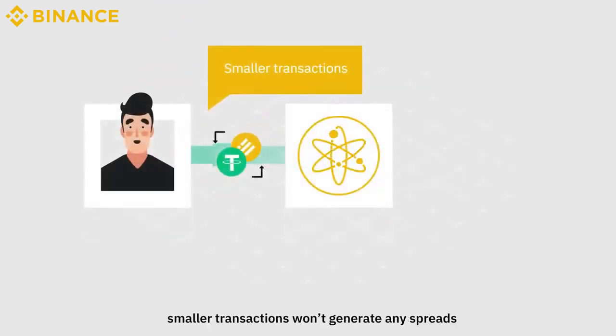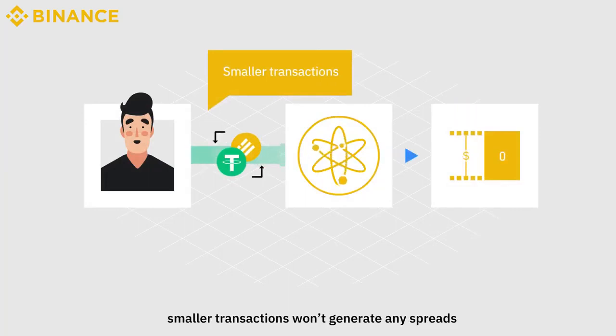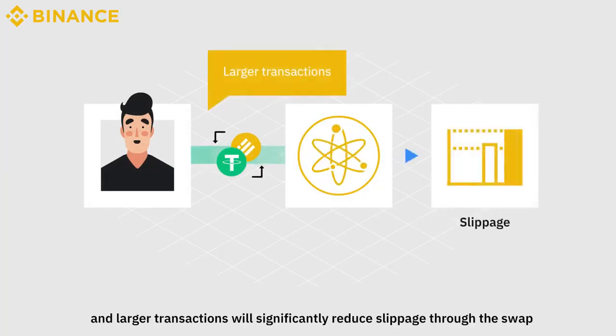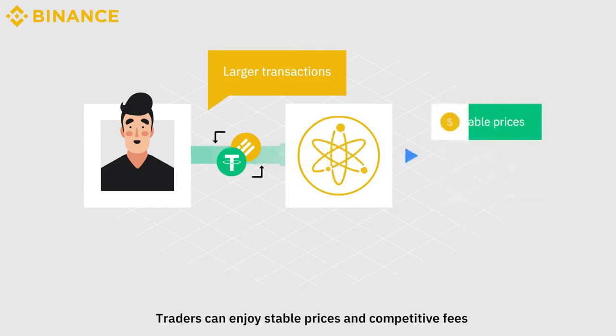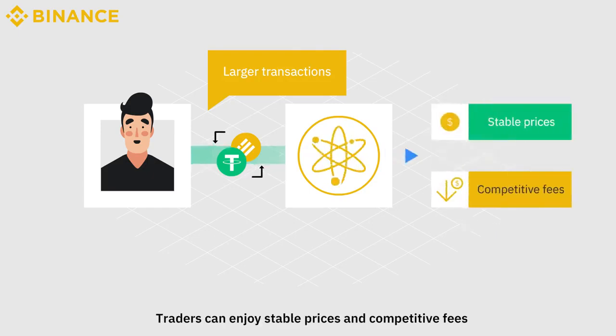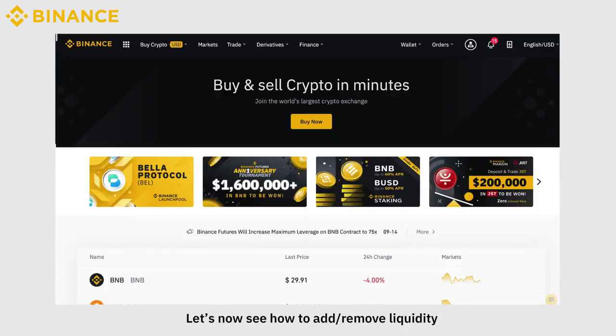In the process, smaller transactions won't generate any spreads, and larger transactions will significantly reduce slippage through the swap. Traders can enjoy stable prices and competitive fees. Let's now see how to add or remove liquidity.